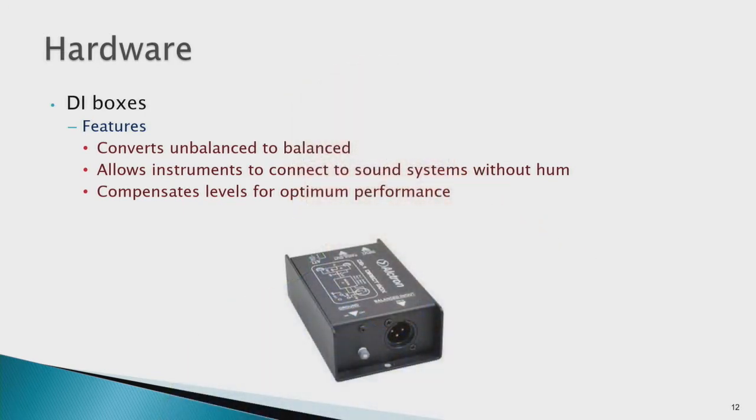DI boxes convert unbalanced to balanced. That's because if you have a device such as an instrument which is unbalanced, using an unbalanced cable, you want to be able to take that unbalanced signal and convert it to balanced, because you're going to need a cable which is longer than 50 feet if you have your instrument at the stage and your soundboard at the back of the church. And the way to do this is to use this conversion box in the middle that converts the unbalanced to balanced, so you can have it on that longer cable without the hum.